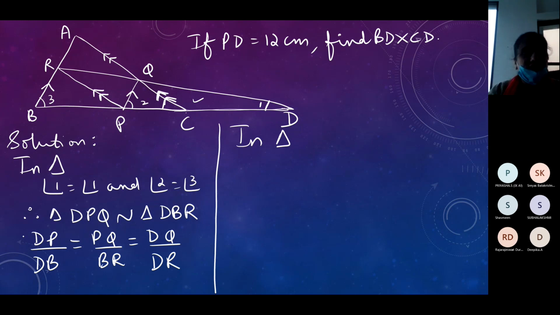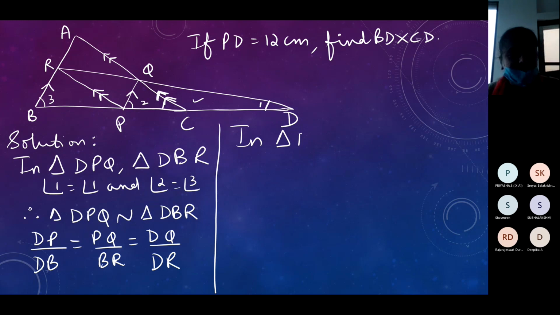So yes, children, first we took DPQ and DPR. Now we are taking DCQ and DPR. So we are expecting some line segments to be common so that we'll have ratios with the same line segments.